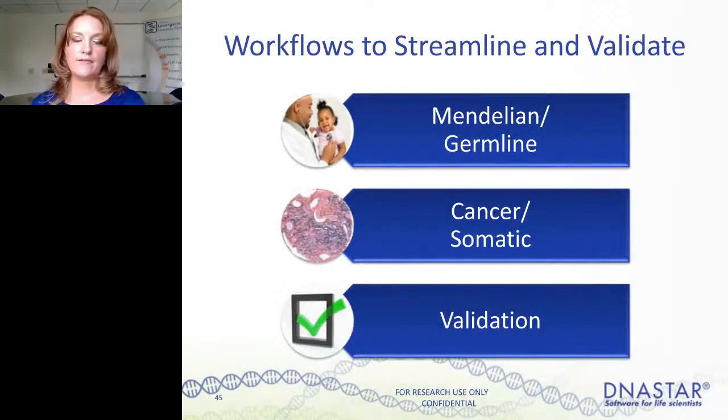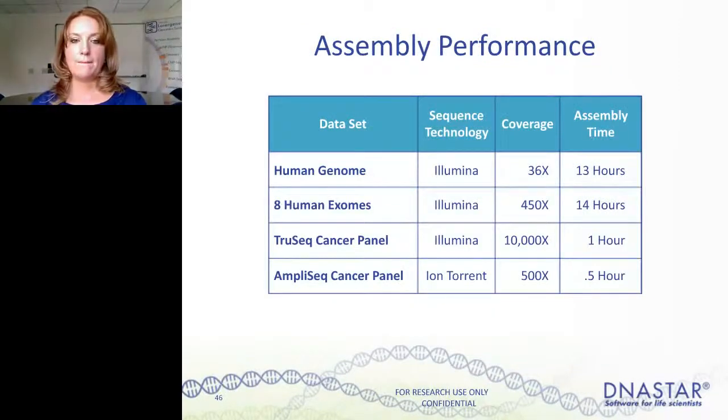Well, we have workflows in LaserGene. We have the specific cancer somatic workflow that I just went through. We also have the Mendelian and germline and the validation. But one of the first questions people ask is, how does LaserGene software perform? I mean, it's run on a regular, pretty normal desktop computer. So what sort of assembly performance can we expect?